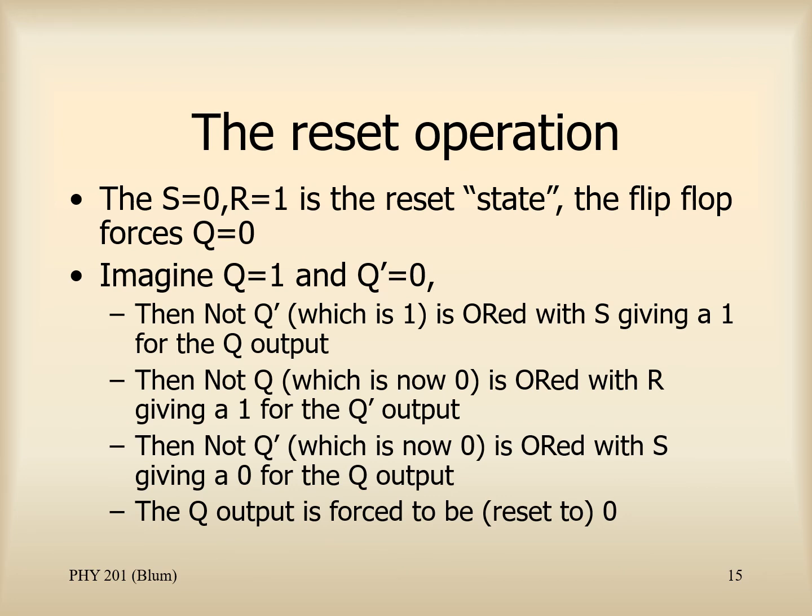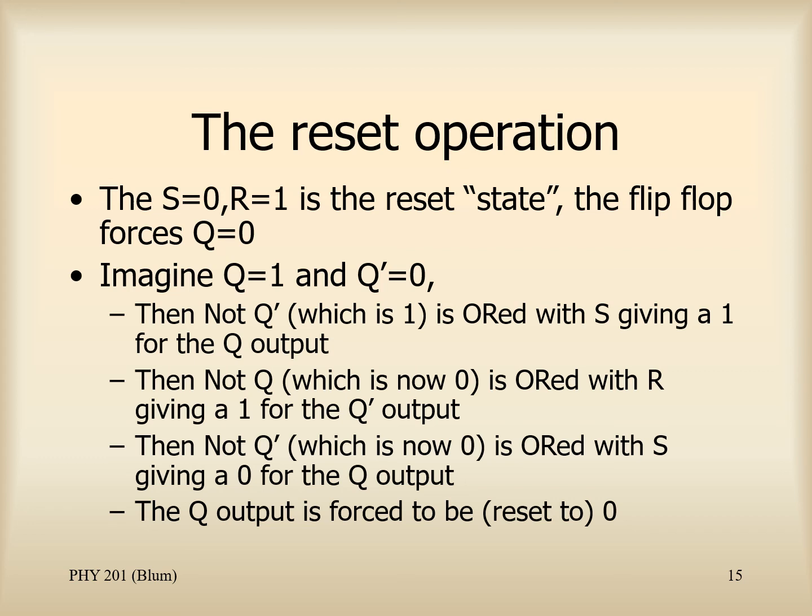So let's just finish our argument and start in the opposite state where Q was 1 and Q prime was 0. We've been starting with Q prime, so let's start with Q prime. Q prime was 0, not Q prime will be 1. That 1 is ORed with an S, which is 0, but that gives us a 1 for the upper OR gate. And so the Q at this stage is still a 1. Then that not Q was a 1 at this stage, so not Q becomes a 0. That 0 is ORed with the R, but the R input is a 1. So now Q prime gives a 1.